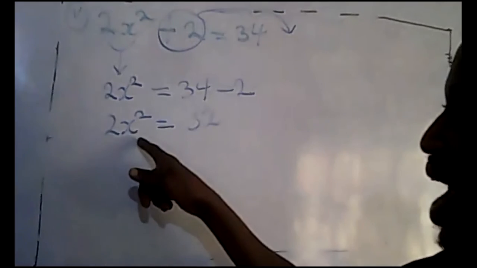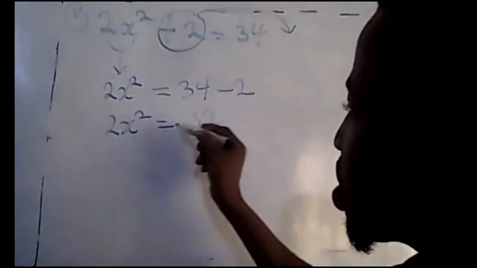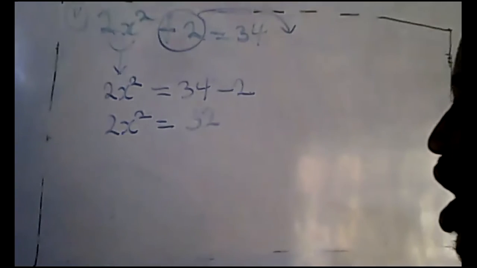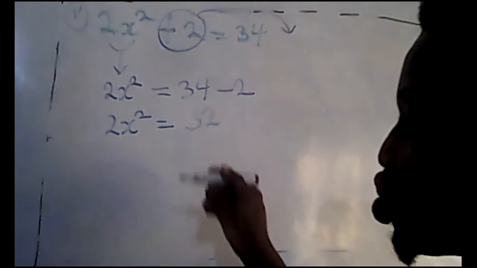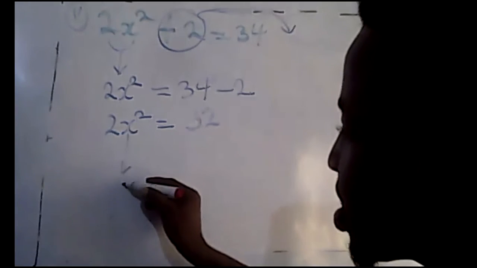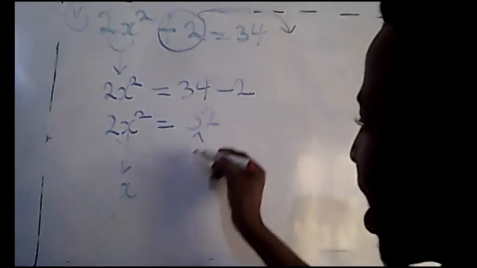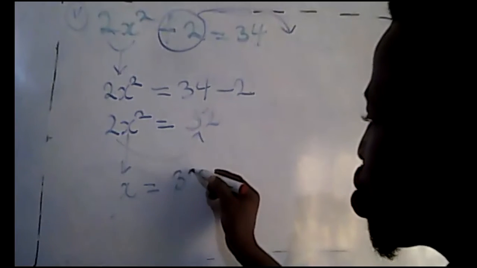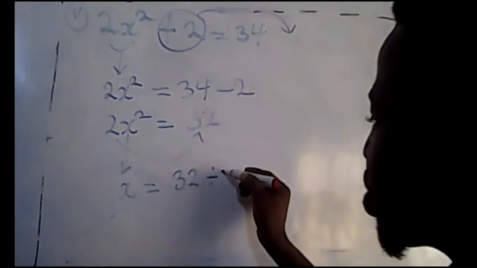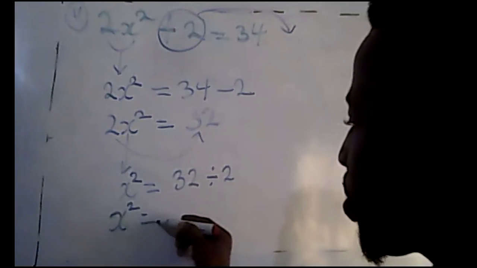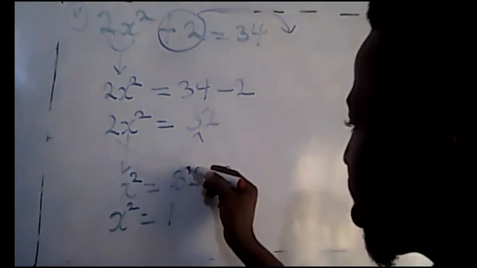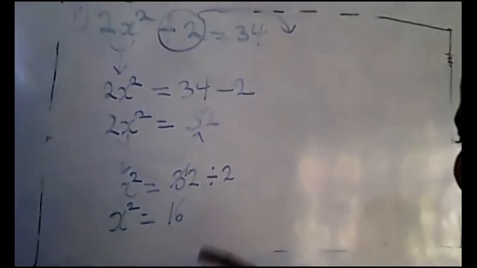Now, what sign binds 2 and x squared together? A sign of multiplication. So in order to separate them, do the reverse of multiplication. Bring down your x squared, and the 2 will come here to divide. So x squared will now become 32 divided by 2. 2 in 3, 1, remainder 1. 2 in 12, 6. So x squared equals 16.